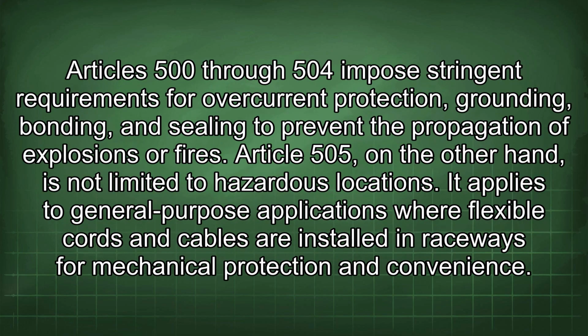Articles 500 through 504 impose stringent requirements for overcurrent protection, grounding, bonding, and sealing to prevent the propagation of explosions or fires. Article 505, on the other hand, is not limited to hazardous locations. It applies to general-purpose applications where flexible cords and cables are installed in raceways for mechanical protection and convenience.